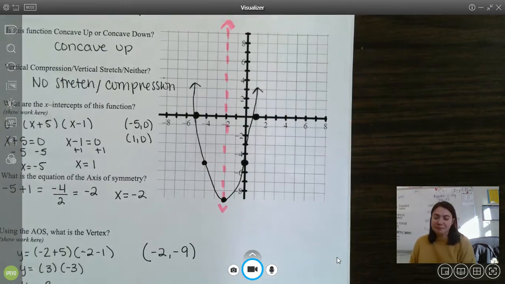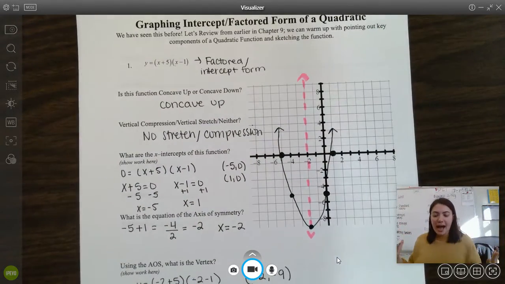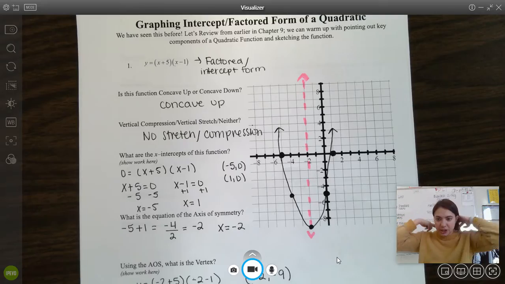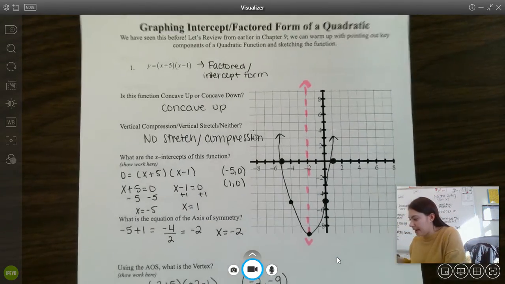And voila. And that is just a little warm up on sketching parabolas when our equation is already in factored form. So let's go ahead, let's turn the page.